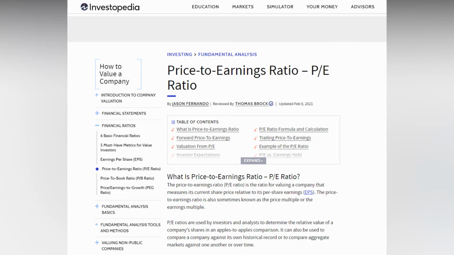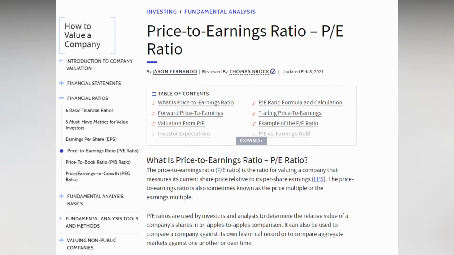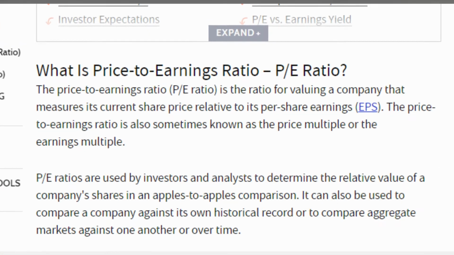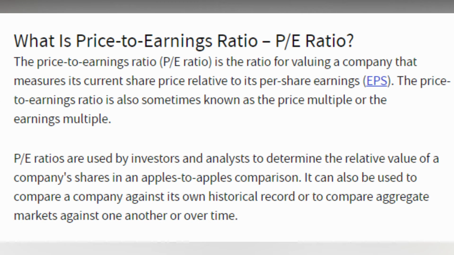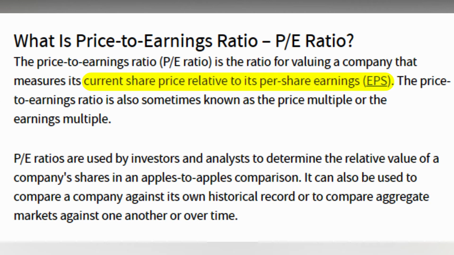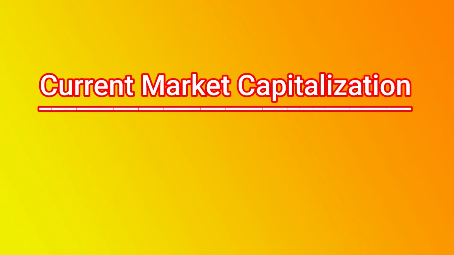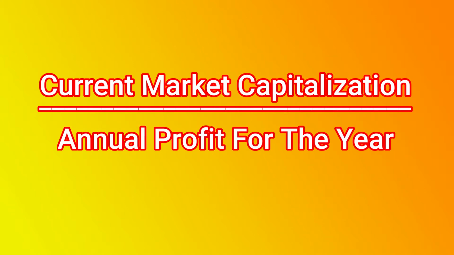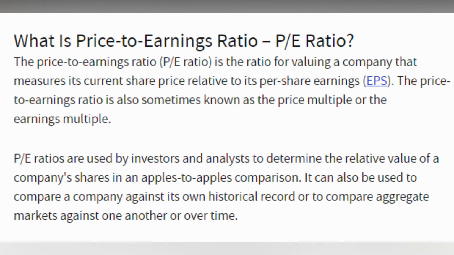In Investopedia's definition, the price to earnings ratio is the ratio for valuing a company that measures its current share price over its earnings per share. Or it can also be calculated as the current market capitalization of the company over its annual profit for the year. The PE ratio is widely used by investors and analysts to determine the company's valuation in an apple-to-apple comparison.